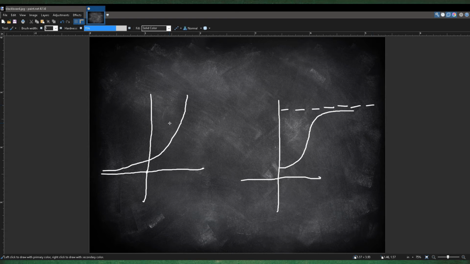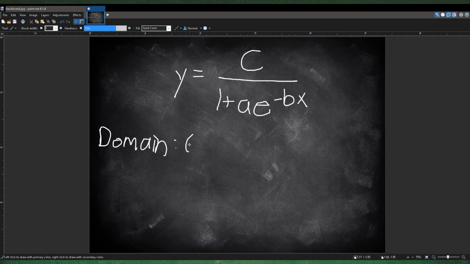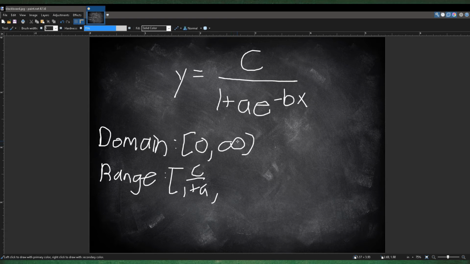So the domain would technically just be from 0 to infinity. And its range, since we already have this domain, which is 0 to infinity, we could just plug that in. So 0 into this equation would be negative b times 0, which is 0. So e to the power of 0 is just 1, and we get c over 1 plus a. So then the range starts at c over 1 plus a, and the next value is infinity.